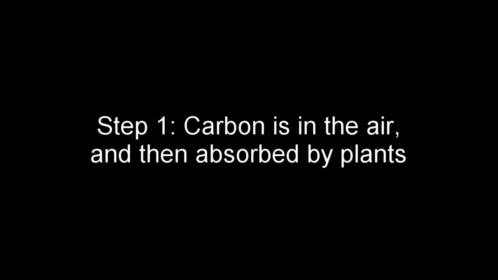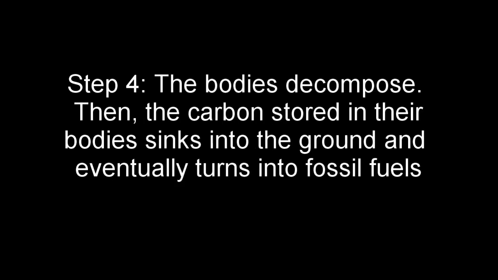Let's recap. There are 5 steps to the carbon cycle. Carbon is absorbed by plants, then those plants are eaten by animals. After that, the animals die. Once their bodies decompose, the remaining carbon sinks into the ground and eventually turns into fossil fuels. Finally, those fuels are released back into the atmosphere by being burned and used.